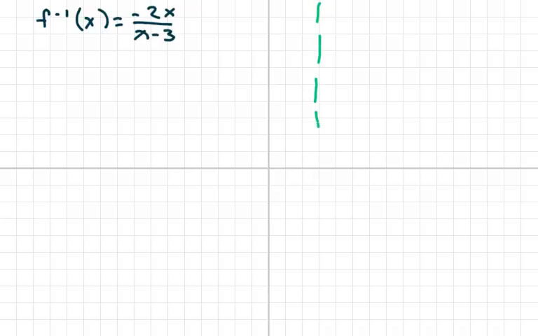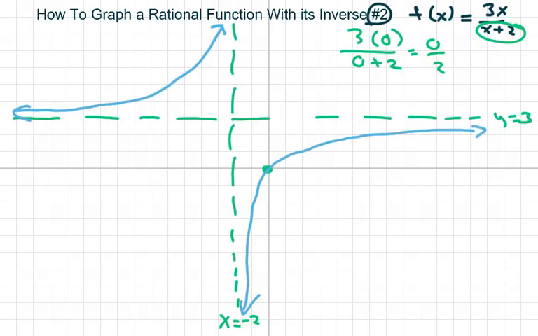The inverse we found to be f inverse of x is negative 2x over x minus 3. Now what I suggest you do is look at what we did. The vertical asymptote was x equals negative 2 and the horizontal was y equals 3. Now we have the vertical at x equals 3. So you're changing your x and y intercept. You're changing your asymptotes.